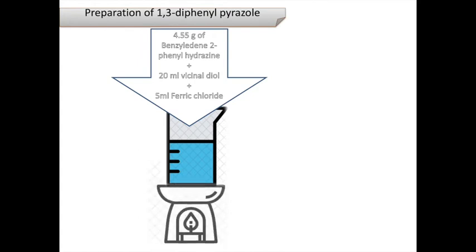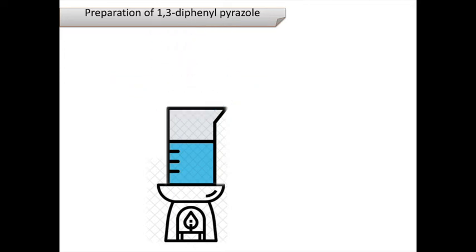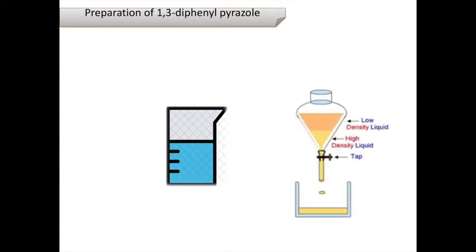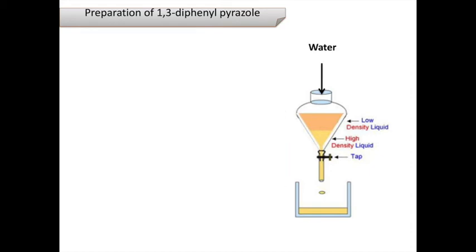We mix that well and put it on a water bath for 6 hours at 90 to 100 degrees Celsius, keeping a thermometer in the solution to maintain the temperature. The temperature is the most important factor in this reaction. After the end of the 6 hours, we pour the content into water and extract it with ethyl acetate 3 times.